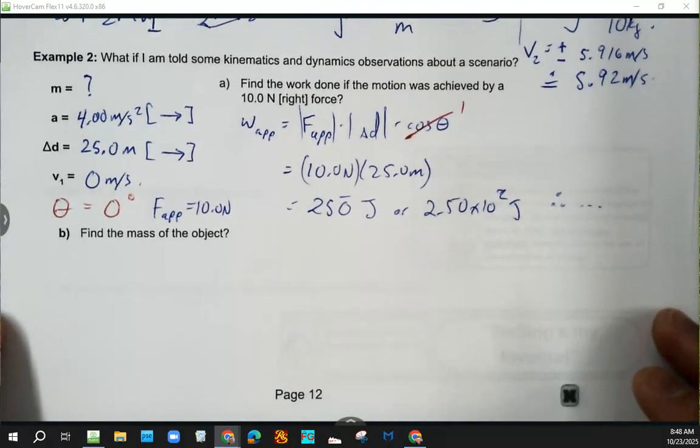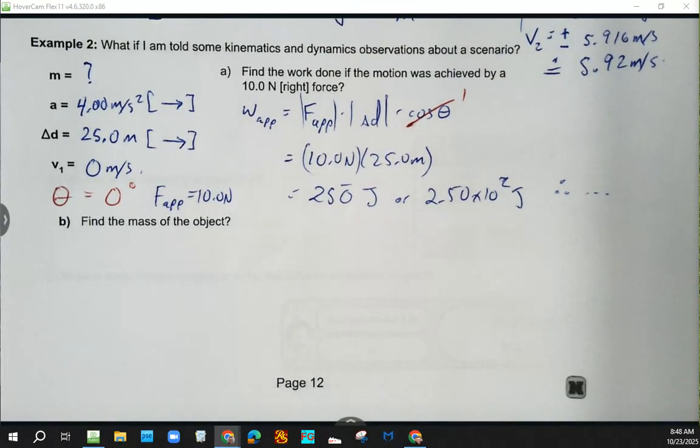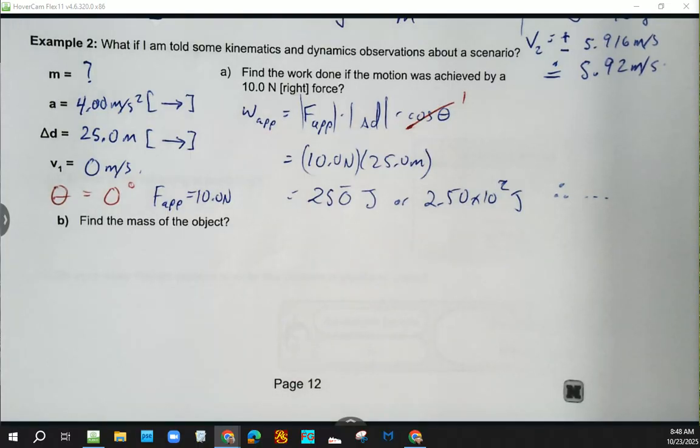It says, what's the mass of this object? How would you get at the mass of this object? Is there an easy way? If you're told you didn't have to use energy, how would you do it?